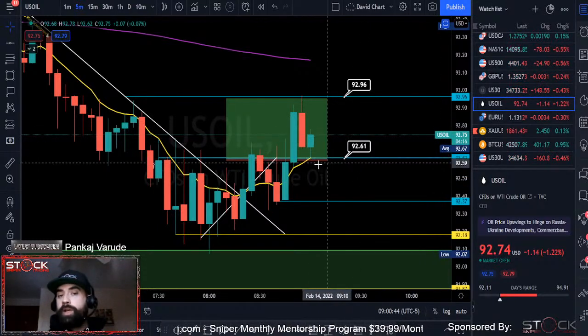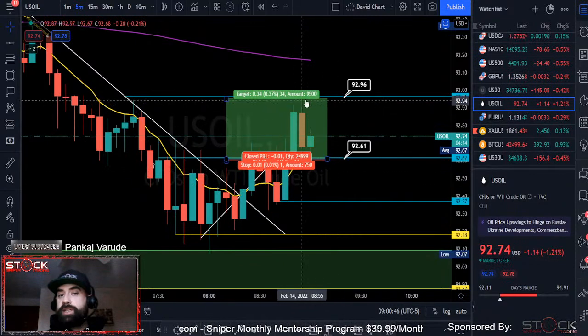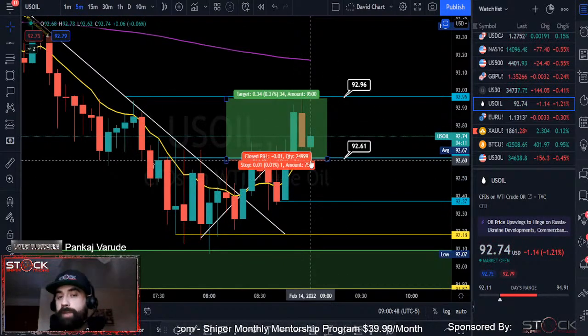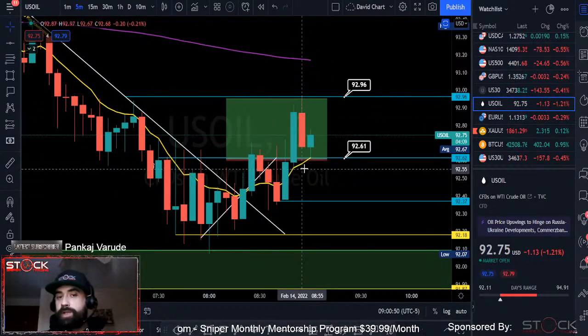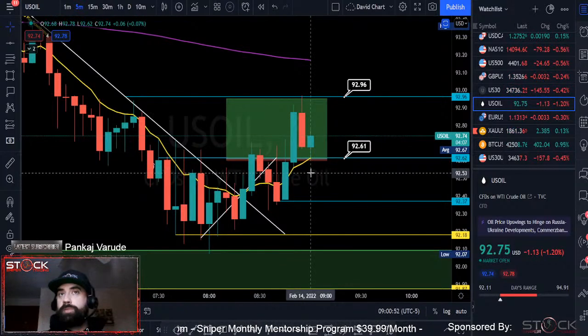So check out oil here. They had a push. They retested. It came back down to see that 9 moving average. Okay, it's starting to hold it here, getting a nice little push back up.